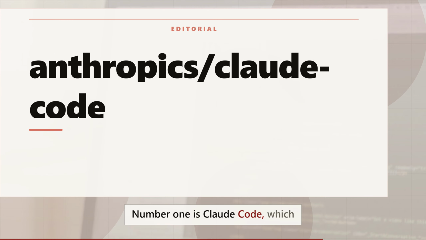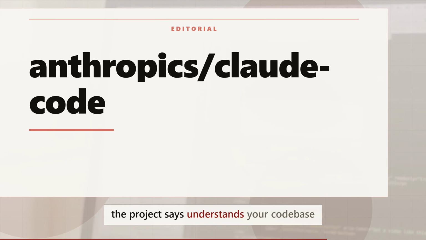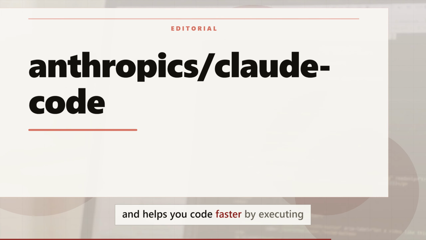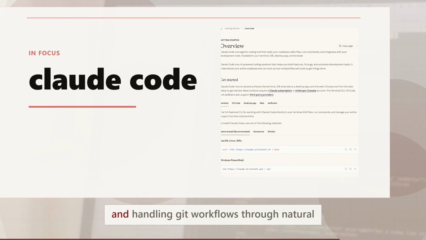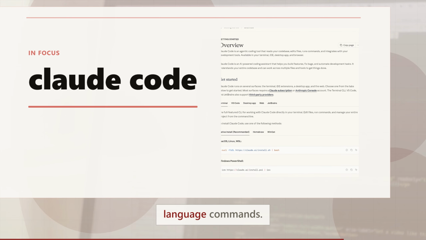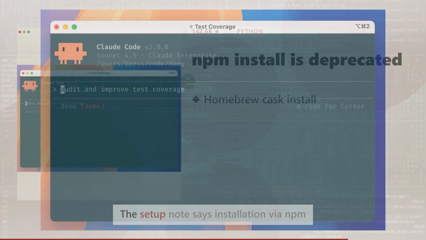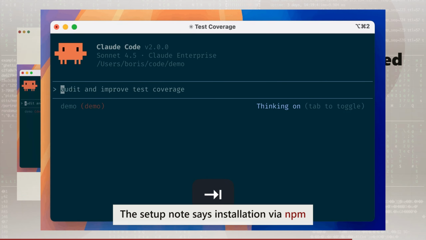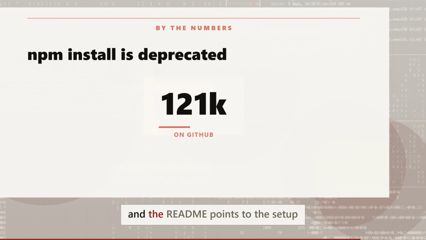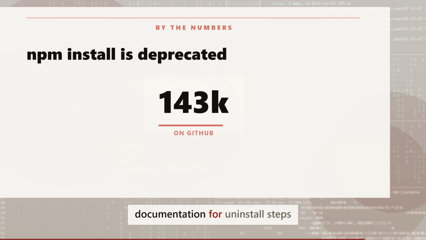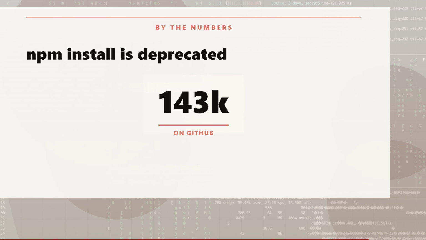Number 1 is claude-code, which the project says understands your code base and helps you code faster by executing routine tasks, explaining complex code, and handling Git workflows through natural language commands. The setup note says installation via npm is deprecated, so you use one of the recommended methods instead, and the README points to the setup documentation for uninstall steps and troubleshooting.